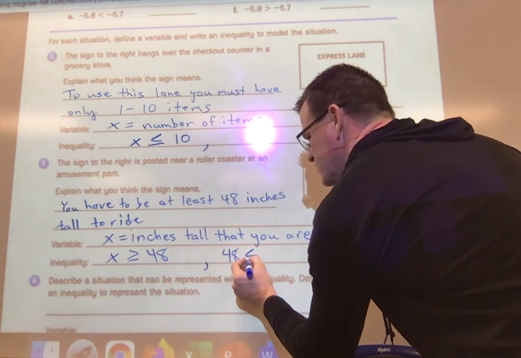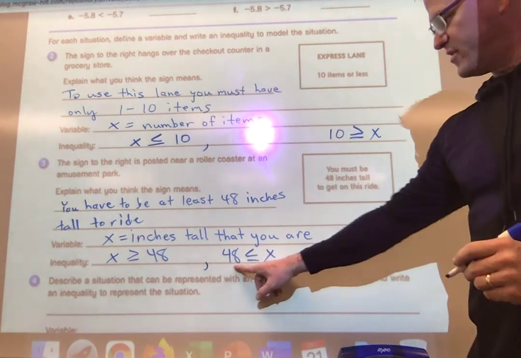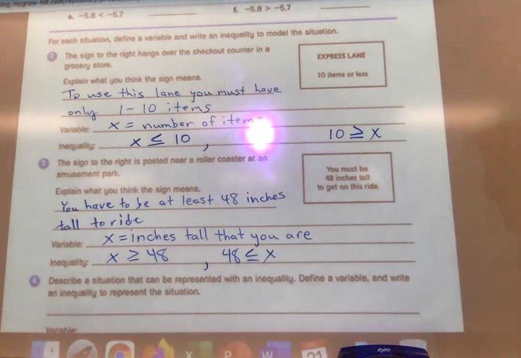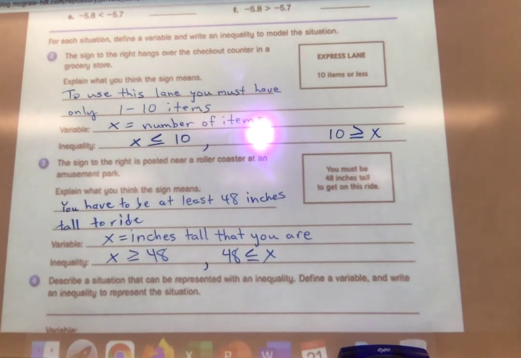We could also write that as 48 is less than or equal to x. If we look at this, we'd read it 48 is less than or equal to x, which means x is bigger. The open mouth is open towards x, just like it is here. So both of these mean the same thing. You could write it either way.